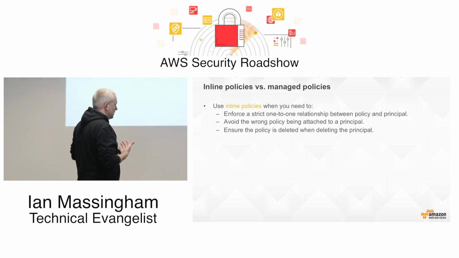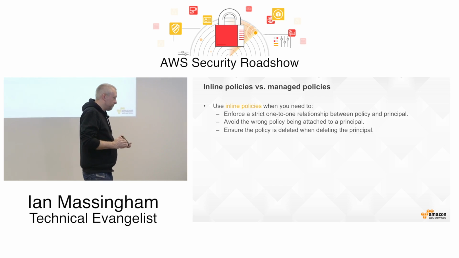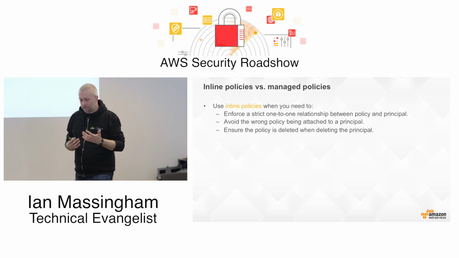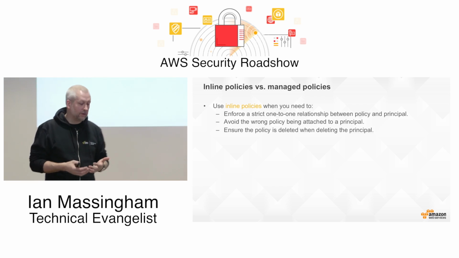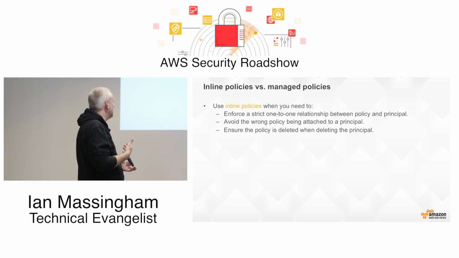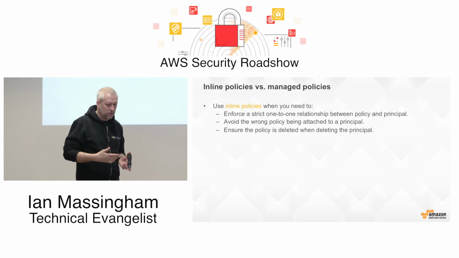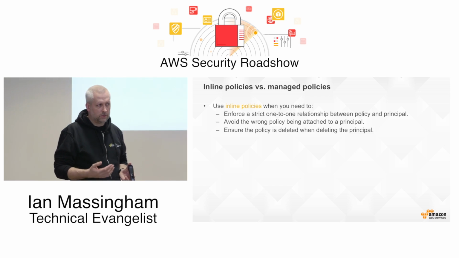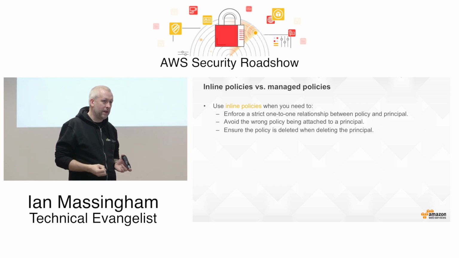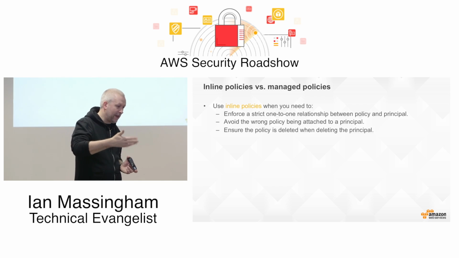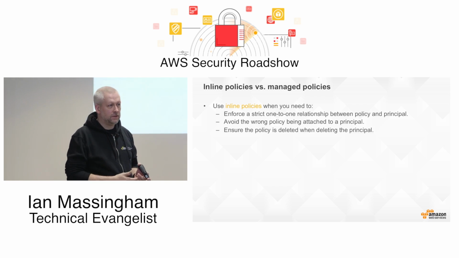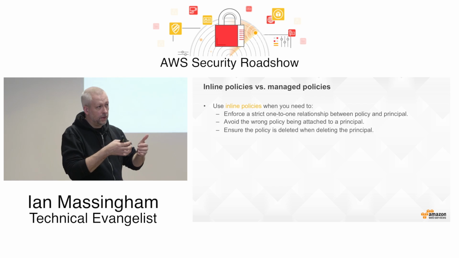Okay, so this is where you need to enforce a one-to-one relationship between policy and principal. Okay, to really avoid putting the wrong policy on a principal, so having unrestricted access or less restrictive access than you might be aiming for. And it also is a mechanism to ensure that when you delete the principal, you're also deleting the policy. Okay, so what we're talking about here, for example, would be creating an IAM user, and when you do that in the IAM console, you can create a policy inline that you attach to that user. It's embedded alongside the details of the user inside the console and is tightly coupled to that specific user.